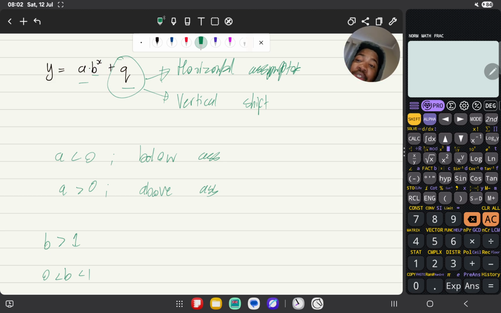I just want to show you something. Say b cannot be negative, but just say b is negative. And of course, we know if b is negative and x happens to be an even number, we're gonna end up with a positive value after raising the power. For example, say b is minus 2, and then x happens to be 4. This is gonna be positive. But now if we have x being 3, we know it's going to be minus 8, which is minus 2 to the power of 3.